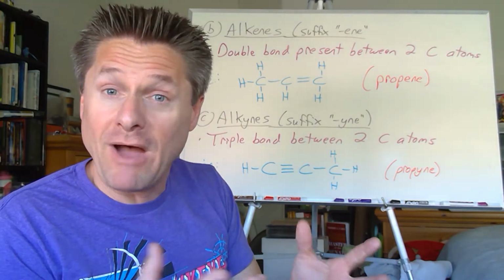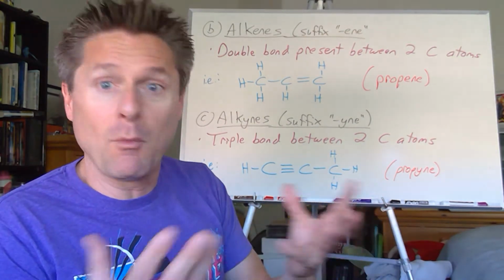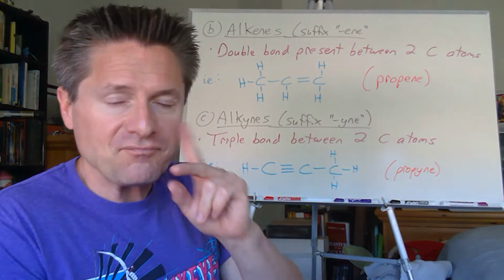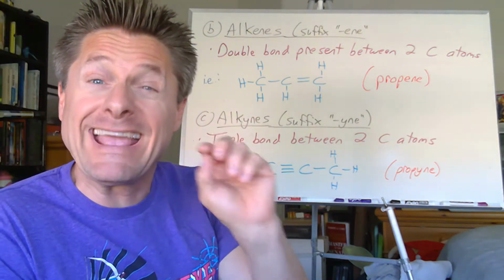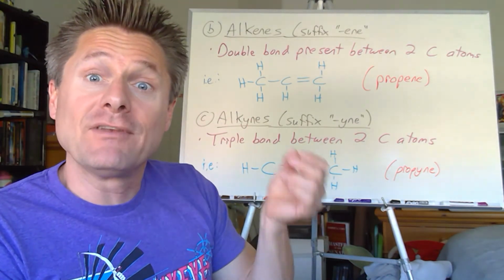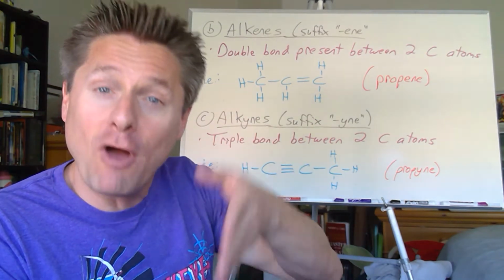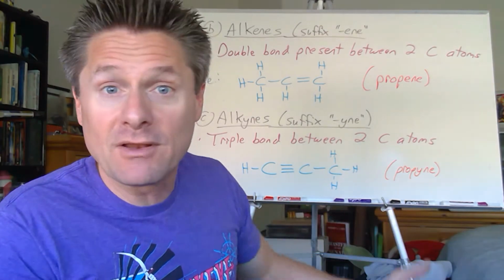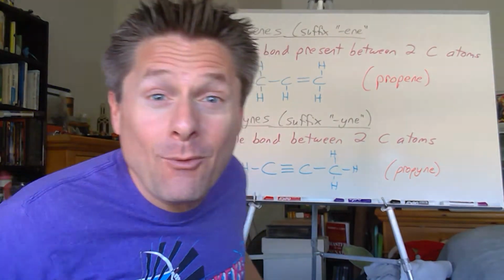If you don't specify, you can create isomers or different molecules with the same molecular formula. I could put the double bond here and here, or here and here, and get different molecules. So if you want to make a specific molecule, you have to tell in the name where the functional group is. Is that double bond between carbons 2 and 3? Is it between carbons 5 and 6? So we're not going to worry about that.